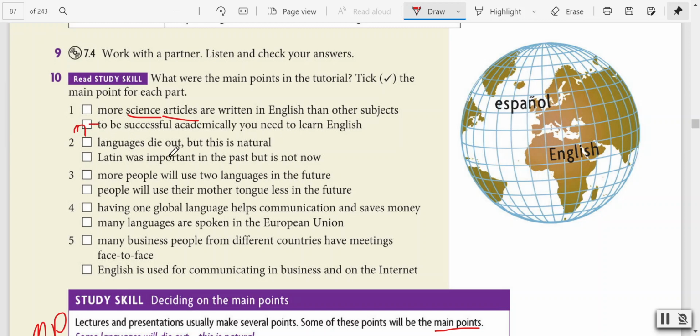And languages die out, but this is natural. Latin was important in the past, but it is not now. Little example, which is Latin, but a main point.